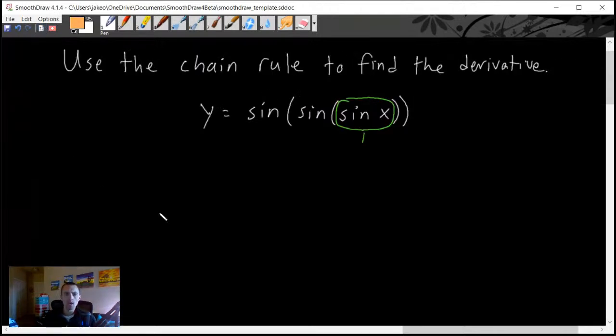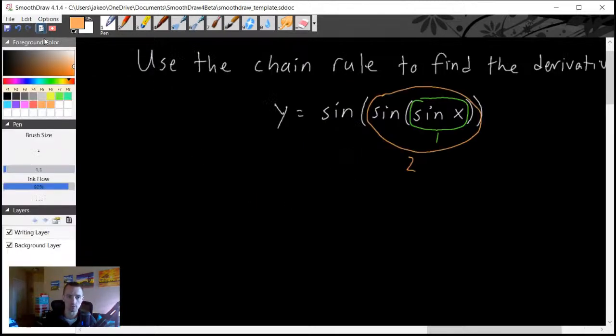Okay. Next, once we figured out what that first sine of x is, what would we deal with next? Well, we would work our way out one level, outside of the next set of parentheses, and we would do sine of that thing. So then we would deal with this second sine, basically. So we'll say that this is now our second most inner level.